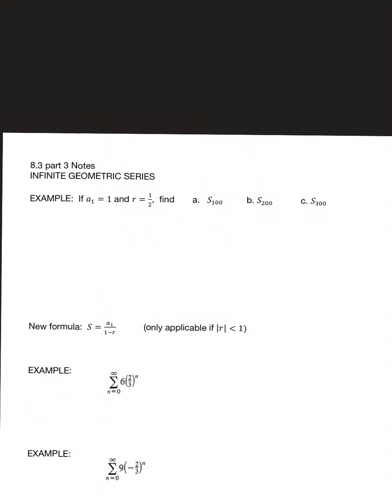So if you take a look at this top example right here, I've given you a first term and a ratio, and I'm asking you to find the sum of the first 100, 200, and 300 terms. Just as a reminder, the formula for a geometric series is the first term times 1 minus r raised to the n, all over 1 minus r. Each of these three calculations is going to be similar, and they're going to look like this.